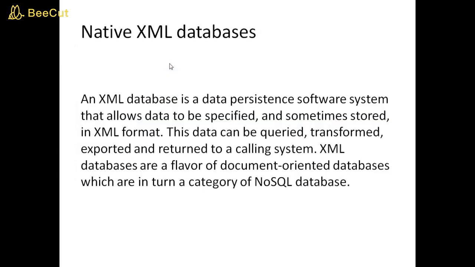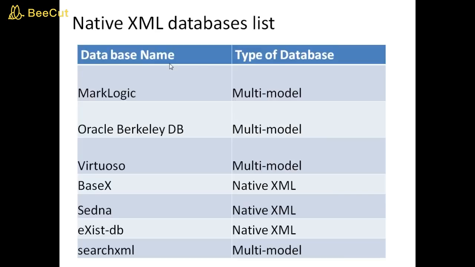Native XML databases. An XML database is a data persistence software system that allows data to be specified, and sometimes stored, in XML format. This data can be queried, transformed, exported and returned to a calling system. XML databases are a flavor of document-oriented databases, which are in turn a category of NoSQL database. Native XML databases list.